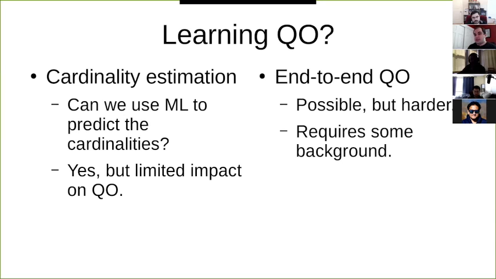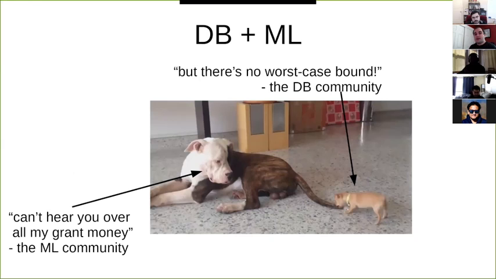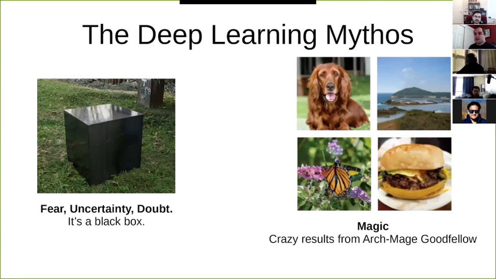So before diving into that, I want to do some background on how the database community and the machine learning community have traditionally interacted and some of the thoughts and theories that have gone behind that. There's a view in the database community that I think is mostly based on what I call a mythos of deep learning. A lot of people in the database community view deep learning models as black boxes, right?